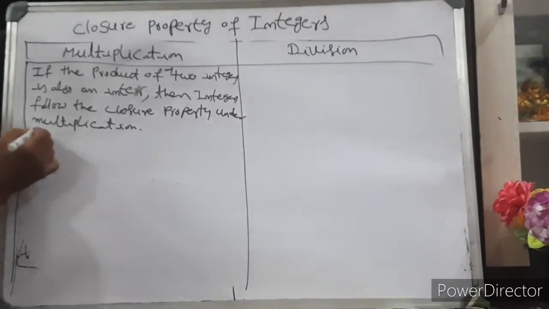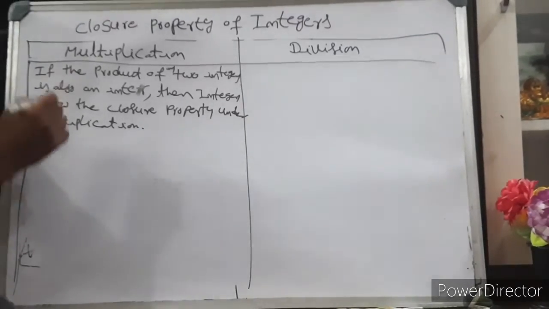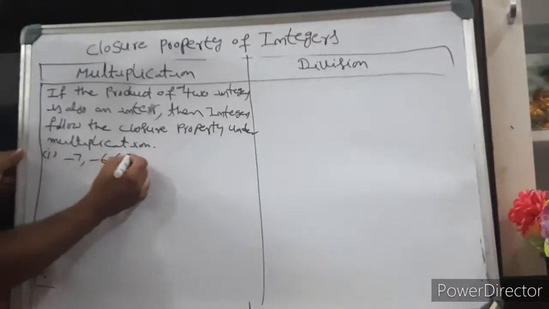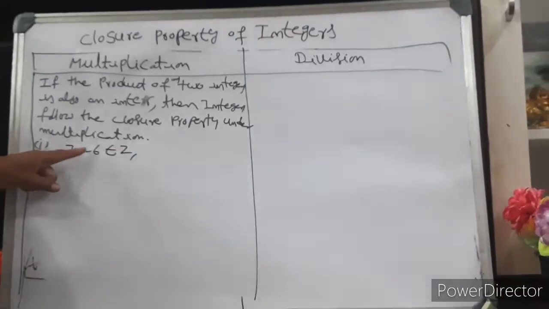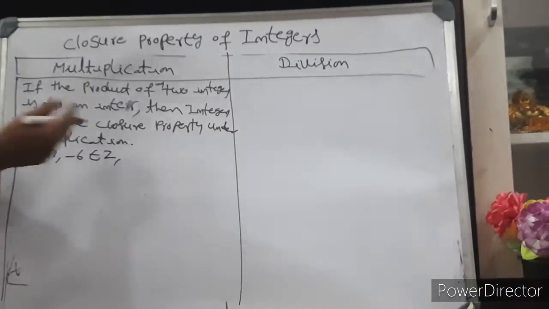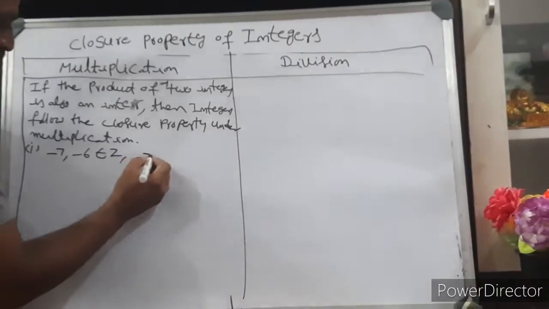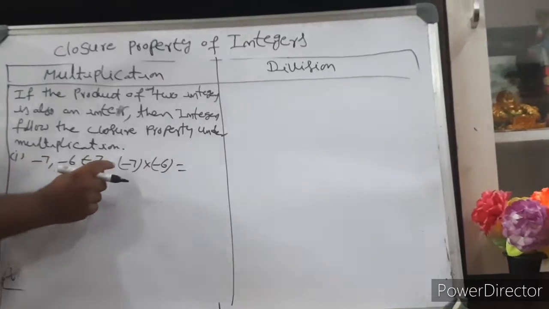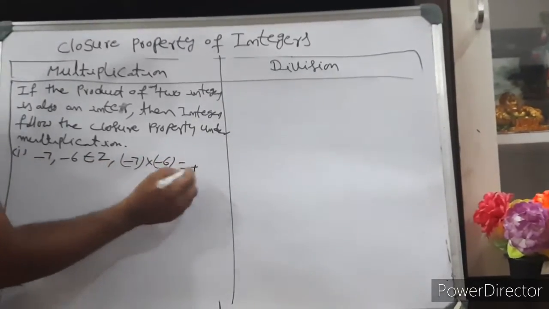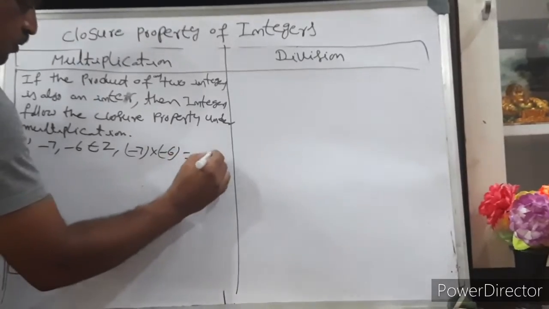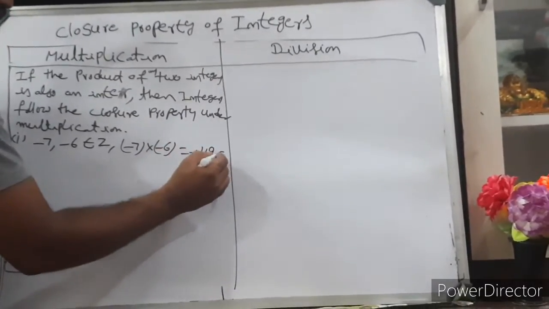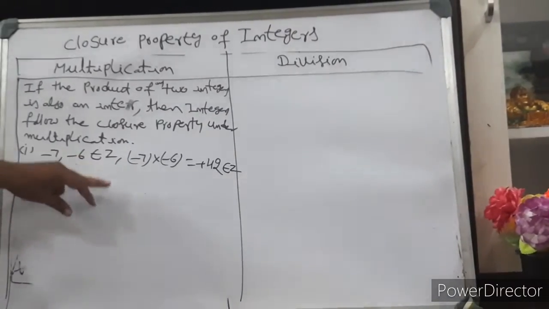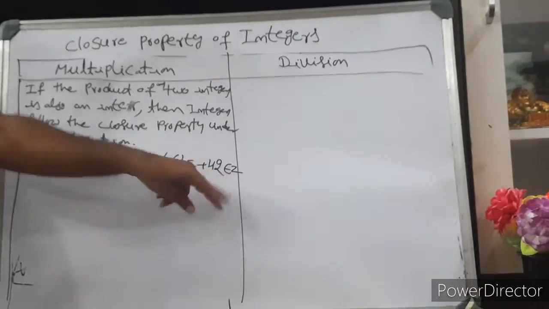That is one. You take any two integers: minus 7 and minus 6 belong to Z. That means minus 7 and minus 6 are integers. What is their product? Product means minus 7 into minus 6. Here the signs minus into minus give plus. 7 sixes are 42. This 42 is also an integer. Here minus 7 and minus 6 are integers, and their product 42 is also an integer.